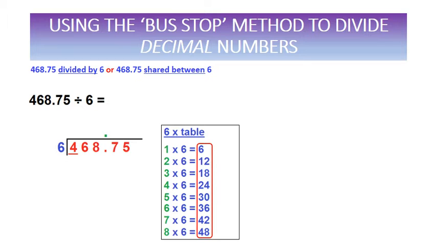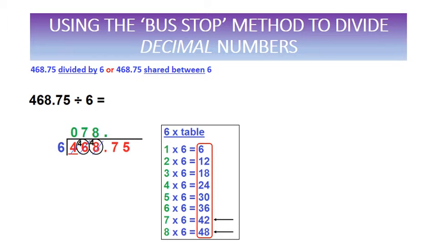How many 6s make 4? 0. Pass the whole 4 across. How many 6s make 46? The closest we can get is 42, which is 7 6s. Cross the 46 off, pass the 4 that we didn't make across. How many 6s make 48? We can do that. That's 8 6s. Nothing left over. Then we simply jump to the 7.